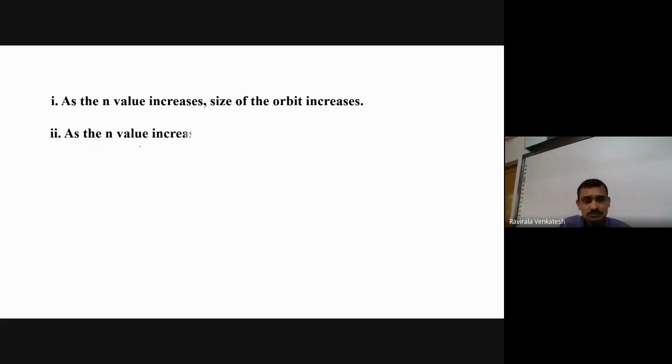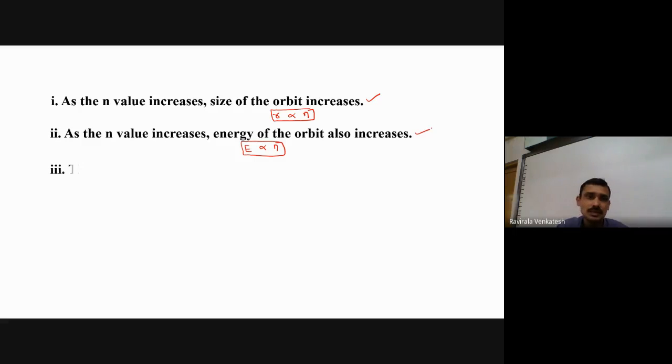So these are also most important. The size increases. That means the radius is directly proportional to the principal quantum number n. As the principal quantum number increases, the radius value also increases. As the n value increases, energy also increases. So energy of electron and radius of orbit are always directly proportional to what here? Principal quantum number, isn't it? This you need to remember.